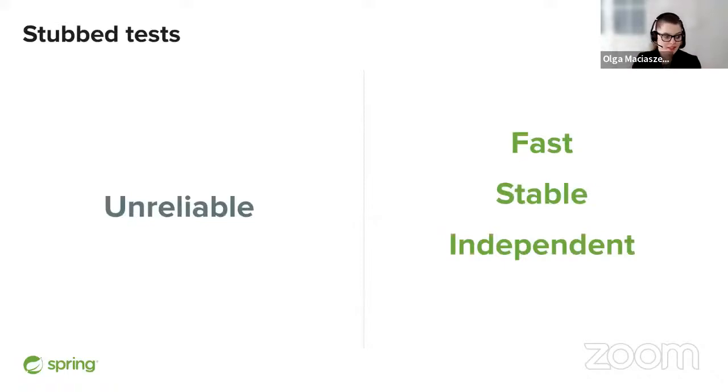So they have lots of advantages because they are fast, they are stable, they are independent, but such tests can also be very unreliable. So what could you possibly do to retain these advantages of fast and independent and stable tests, but at the same time make them actually work? So make them verify something for sure.